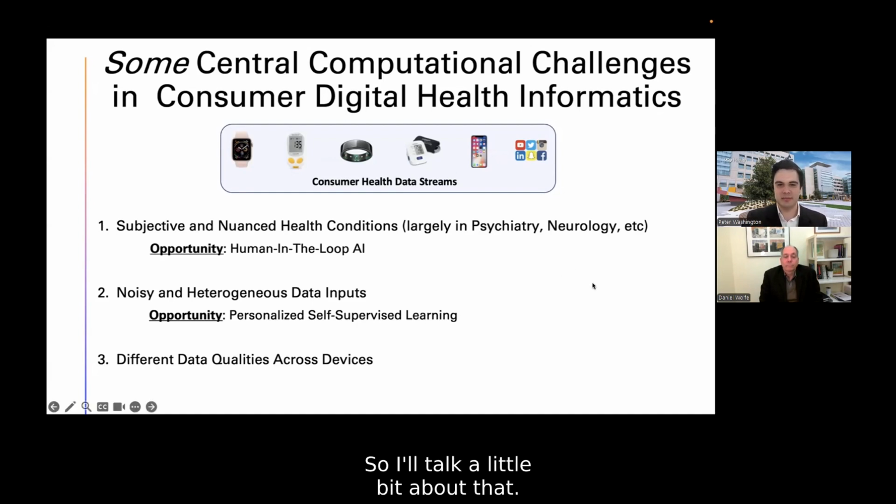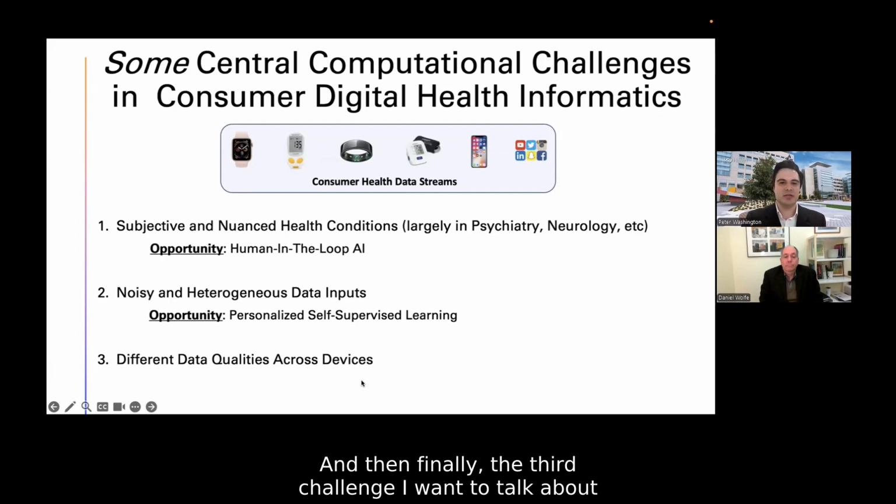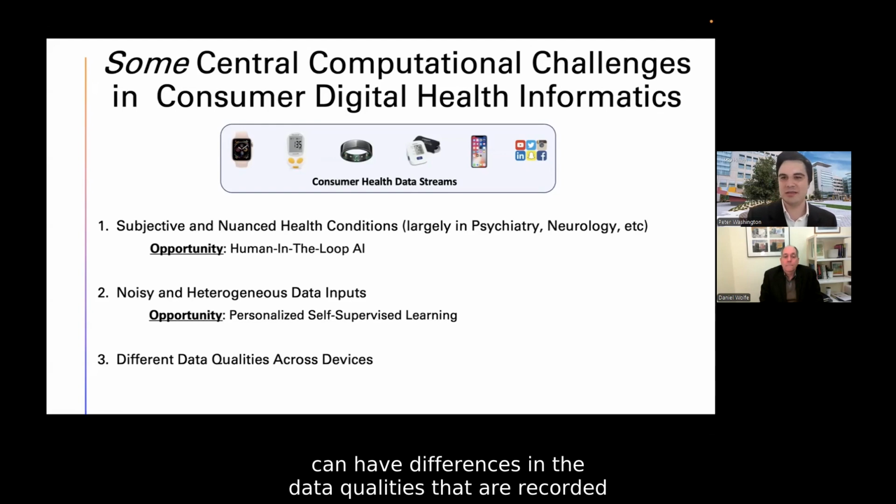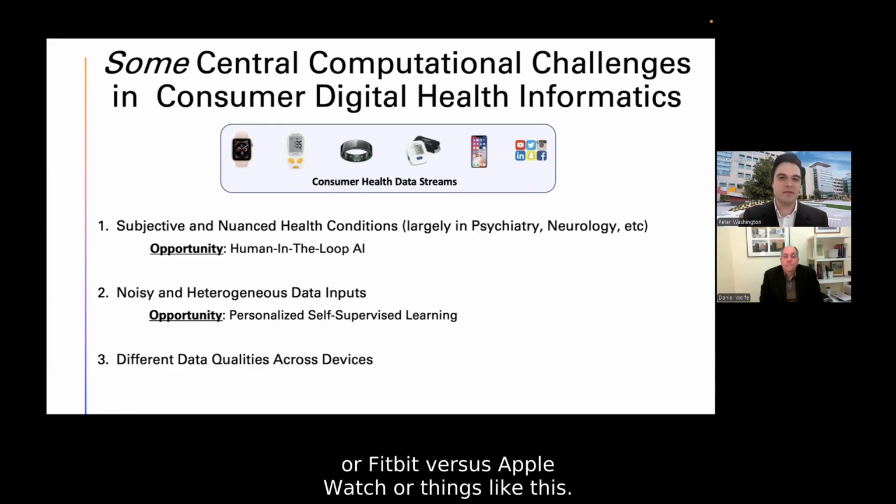So I'll talk a little bit about that, and this can enable various digital interventions. And then finally, the third challenge I want to talk about has to do with different data qualities across devices. So for example, Macs versus Windows can have differences in the data qualities that are recorded, or Fitbit versus Apple Watch, or things like this.